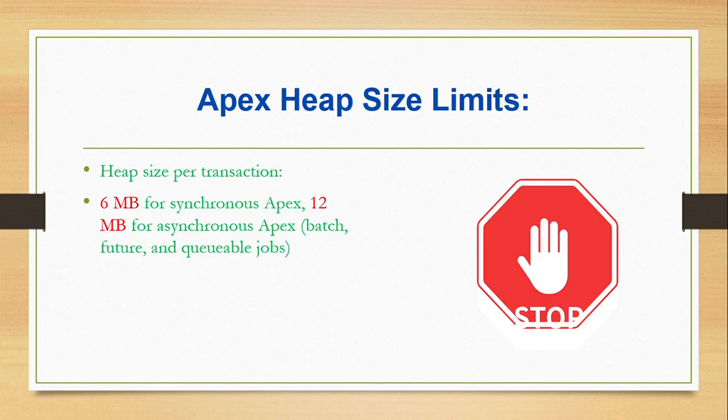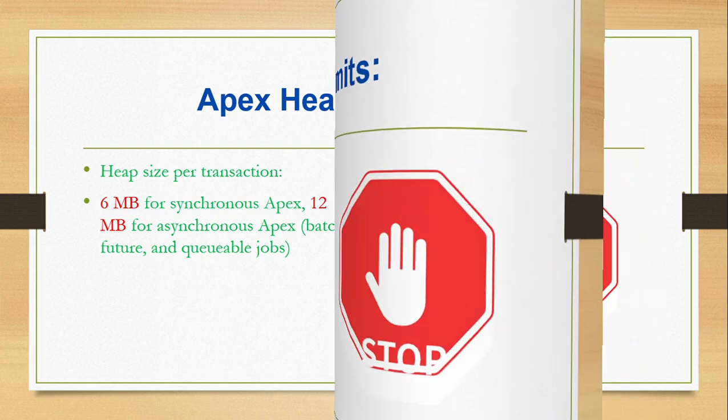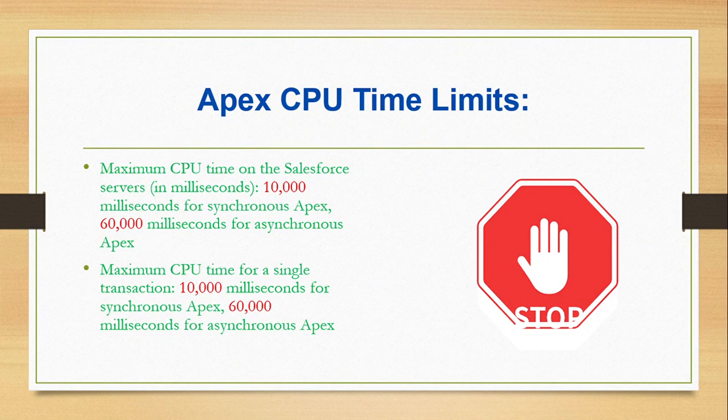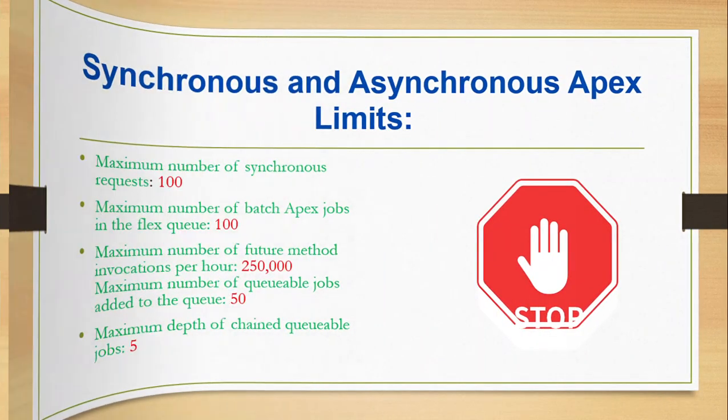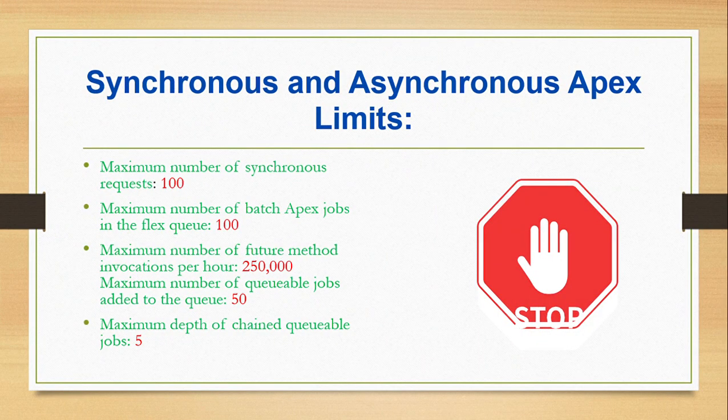Coming to the next slide: Apex heap size limits. Heap size per transaction is 6 MB for synchronous Apex and 12 MB for asynchronous Apex. Asynchronous Apex includes batch, future and queueable jobs. Apex CPU time limits: the maximum CPU time on the Salesforce servers is 10,000 milliseconds for synchronous and 60,000 for asynchronous.